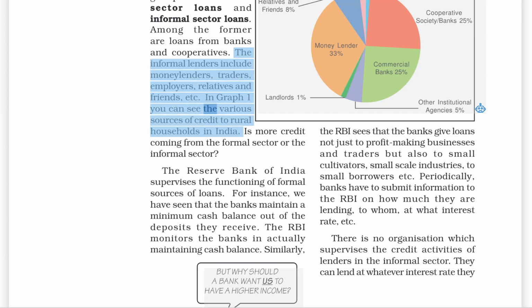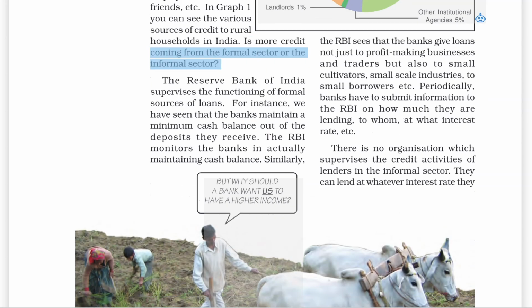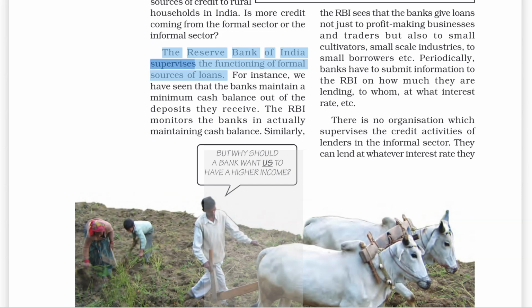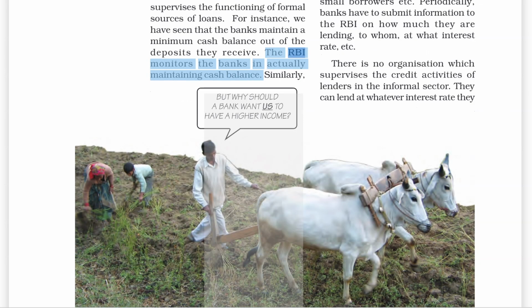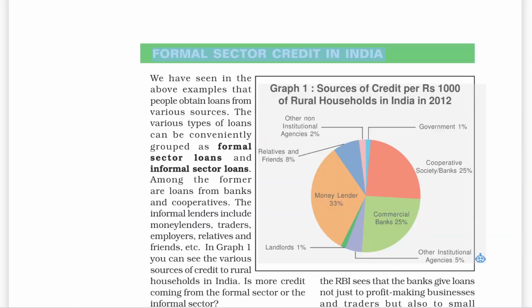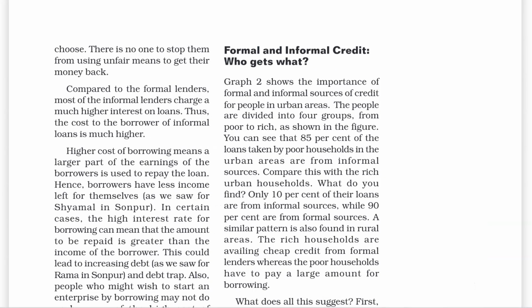In Graph 1 you can see the various sources of credit to rural households in India. Is more credit coming from the formal sector or the informal sector? The Reserve Bank of India supervises the functioning of formal sources of loans. For instance, we have seen that the banks maintain a minimum cash balance out of the deposits they receive. The RBI monitors the banks in actually maintaining cash balance. Similarly, formal sector credit in India.